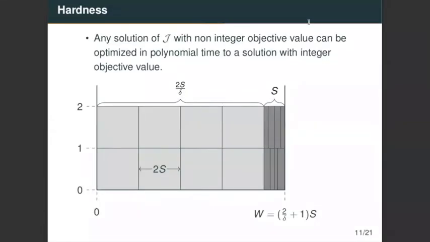An important observation here is that any solution of J with non-integer objective value can be transformed in polynomial time to a better solution in terms of objective value, such that the objective value is an integer value. The reason for this is that if you consider any item in the strip, you can push it down until either it touches the bottom of the strip or it touches the top edge of another item. So using this, the bottom of every item is placed at an integer value, and since the heights are integer, the top of every item is also placed at an integer height.